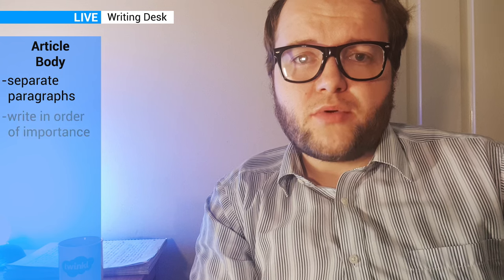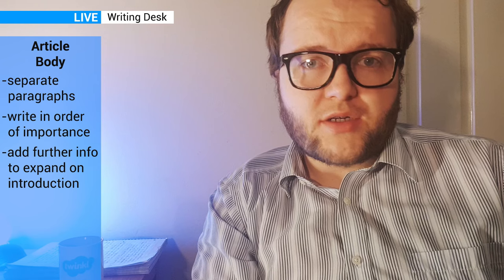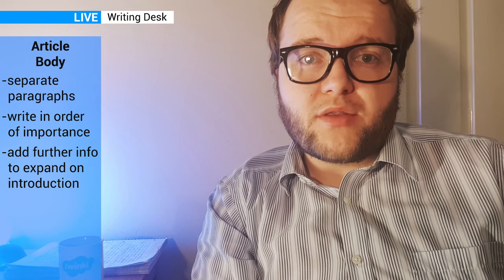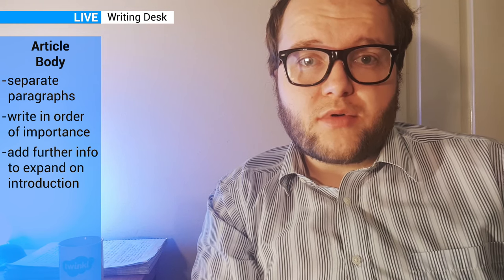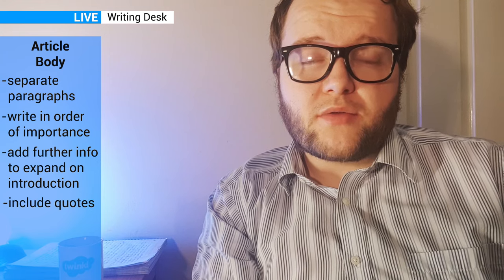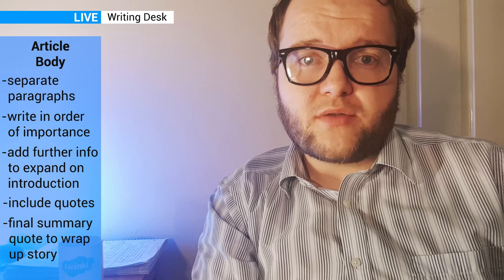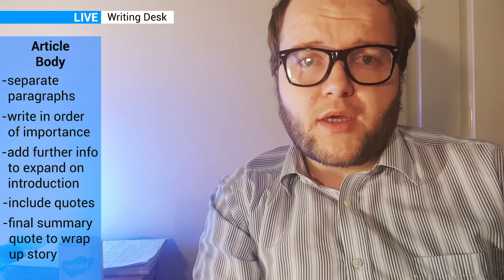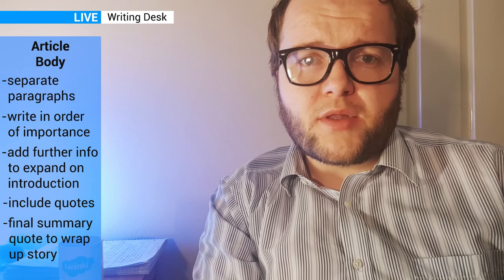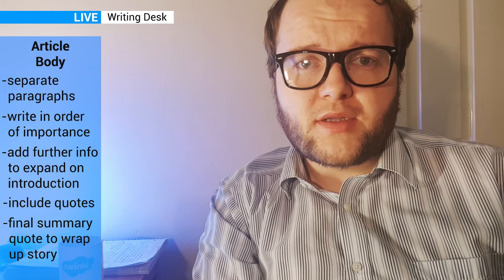And from here, you must write the body of the article. Make sure to split the article into separate paragraphs, and make sure to put the most important information first. Try and add further information to the introduction. What time did the boy run the race in? Has he won races before? Include quotes from people that saw the race, and include a quote at the end of the article to sum up the story. So, in summary, keep the paragraphs short and snappy, put the most important information towards the front, and make sure you use your facts.